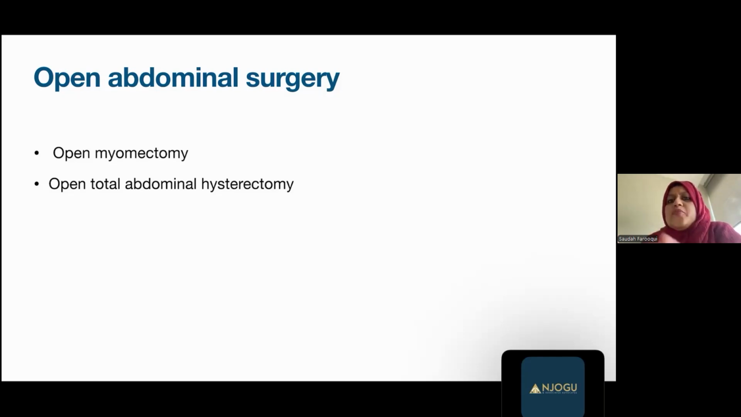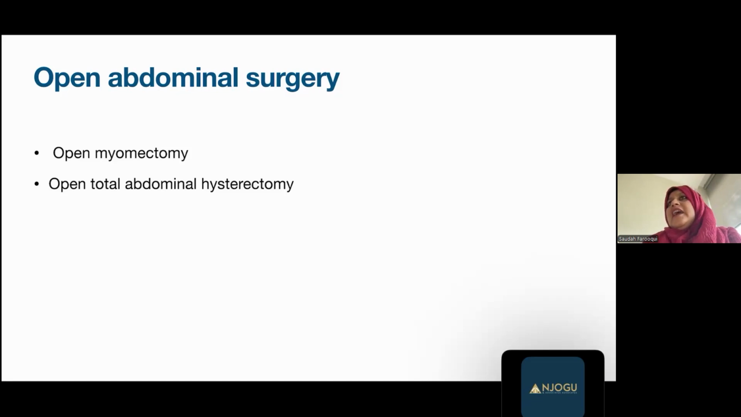The other option is an open total abdominal hysterectomy. This means we're removing your whole uterus. This is a good option, especially if you have achieved your desired fertility, your desired family size. As you know, you might be just 35, with 3 or 4 children, and you're done with your family size. If you opt for just removing the fibroids, you should know at the back of your mind that they will grow. They will continue growing until you hit menopause.